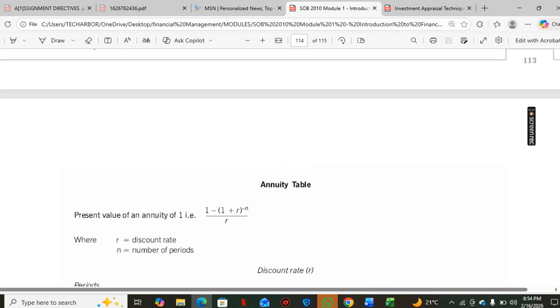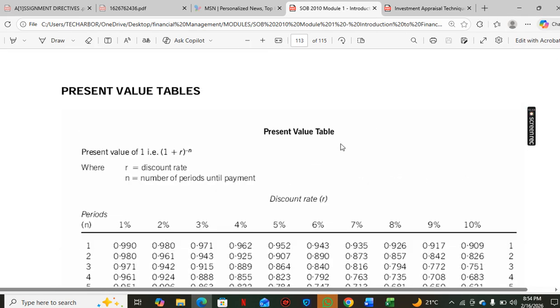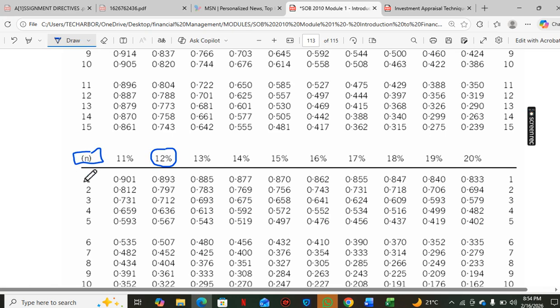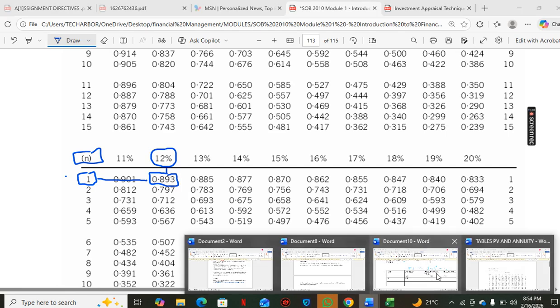Make sure we're using the correct table. Yes, so this is the present value table. Okay, our discount rate is 12%. So we are going to cut across here, on 12%. Then on the years where you see this N, number of periods, this is year 1 here. So where the year and the discount rate intersect, that is your present value.